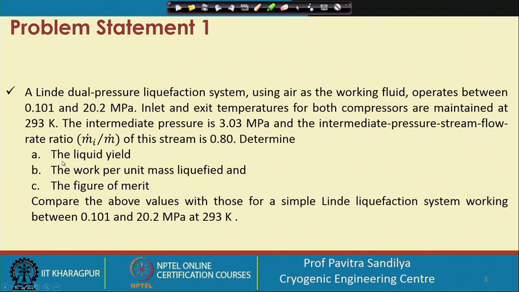Now, we have to determine the liquid yield, the work per unit mass liquefied and the figure of merit, and we have to also compare these values for a simple Linde liquefaction system which is working between this minimum and the maximum pressure and at the same temperature. So, this problem will demonstrate how the use of a Linde dual pressure liquefaction system improves upon the performance of a simple Linde liquefaction system.